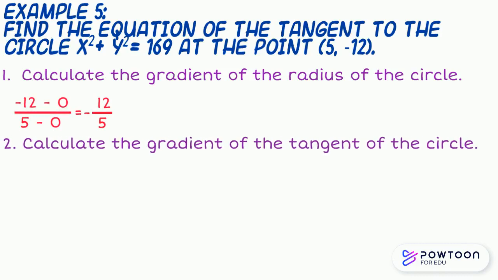So we can move on to step 2 now of finding the gradient of the tangent. We know our two gradients must multiply to make negative 1 because the tangent is perpendicular. So that means negative 12 over 5 times our gradient equals negative 1. We just have to divide negative 12 over 5 on both sides. First, if you're dividing by a fraction, it flips it. And also, if you have negative divided by negative, it becomes positive, so it's 5/12.